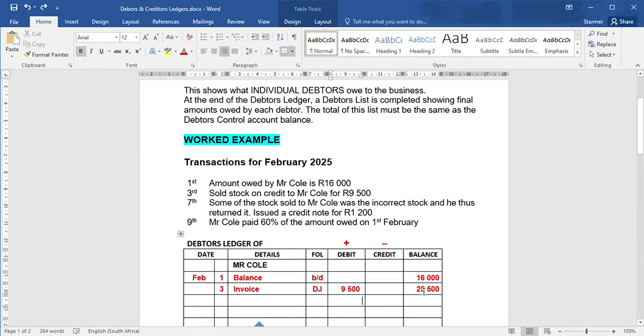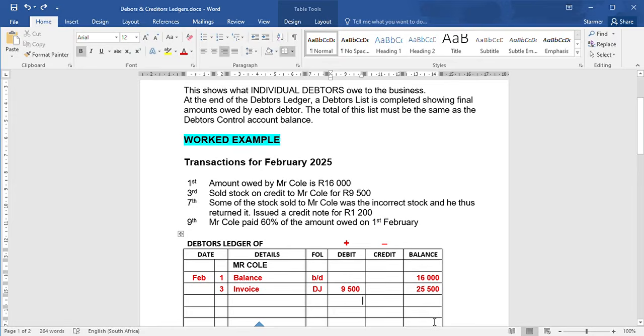Now to get this balance over here, you're going to take the 16,000 that he owed me to start with, and you're going to add 9,500, and that gives you the 25,500. So what you'll see with this balance is after each transaction, we are going to update it.